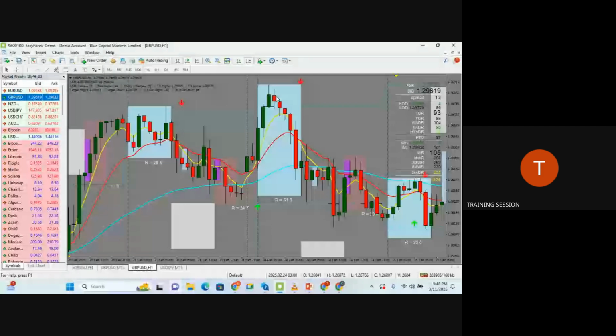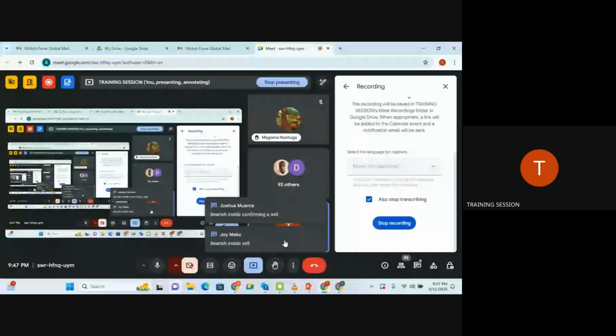Now, these two here. I want you to tell me if it is bearish engulfing confirming a sell, bullish engulfing confirming a buy. Now I want the answer that looks like that as we conclude. We have a bullish, then a small bearish. Is it bearish engulfing, bearish inside, and is it confirming a buy, confirming a sell? Tell me the name on the chat.